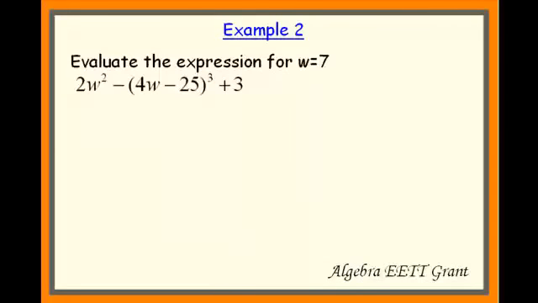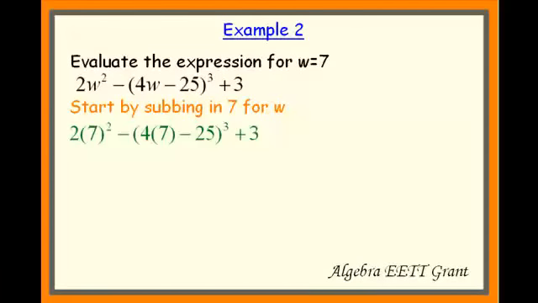For example 2, we're going to evaluate the expression for w equals 7 for 2w squared minus the quantity 4w minus 25 cubed plus 3. So we've got lots of order of operations going on in this problem. So we've got to substitute first. If we substitute 7 everywhere there's a w, we're going to get 2 times 7 squared minus the quantity of 4 times 7 minus 25 cubed plus 3. Notice, anywhere I substituted in a 7 for w, I use parentheses.